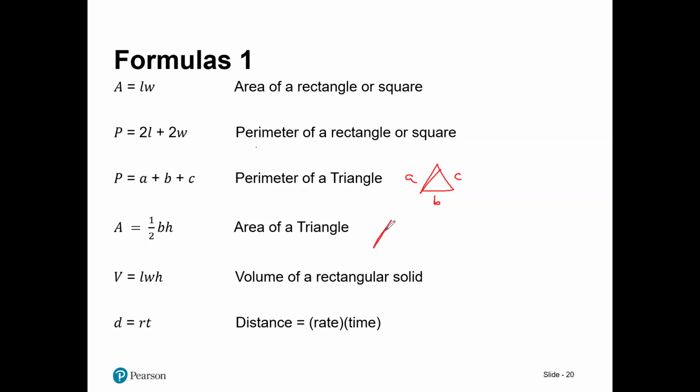Area of a triangle. We know B is supposed to be base, H is supposed to be height. So if you want the area, it's 1/2 of the base times the height. Volume of a rectangular solid. We know that we have a width, we have a length, but we also have a height. Distance, we know, is rate times time. So it's whatever your speed is times the time it takes you to get there.